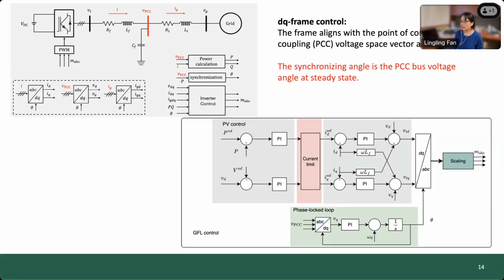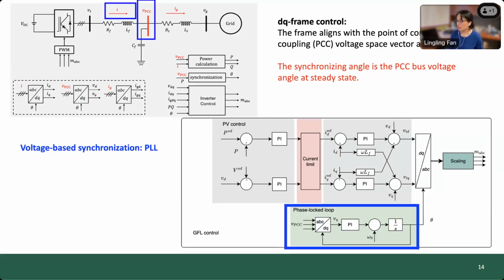Okay, so next, let's look at the overall control structure, because we have already seen how you control PQ and how you do sync. The internal one, the current control, we may not talk too much about it. But first of all, we have two sensors, measuring the current and the voltage. And those are all three-phase instantaneous sinusoidal waveforms. And after that, PLL, it's called voltage-based sync.